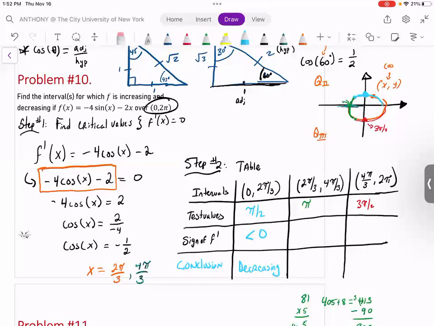All right, let's try it again with pi. What is cosine of pi? -1. Since cosine of pi is -1, -4 times -1 is +4. 4 minus 2 is positive. So it's bigger than 0, so it's increasing. Now, what is cosine of 3 pi over 2? It's 0. So -4 times 0 is 0. 0 minus 2 is less than 0, so it's decreasing. And voila, we are finished. We have the intervals where the function is increasing versus decreasing.